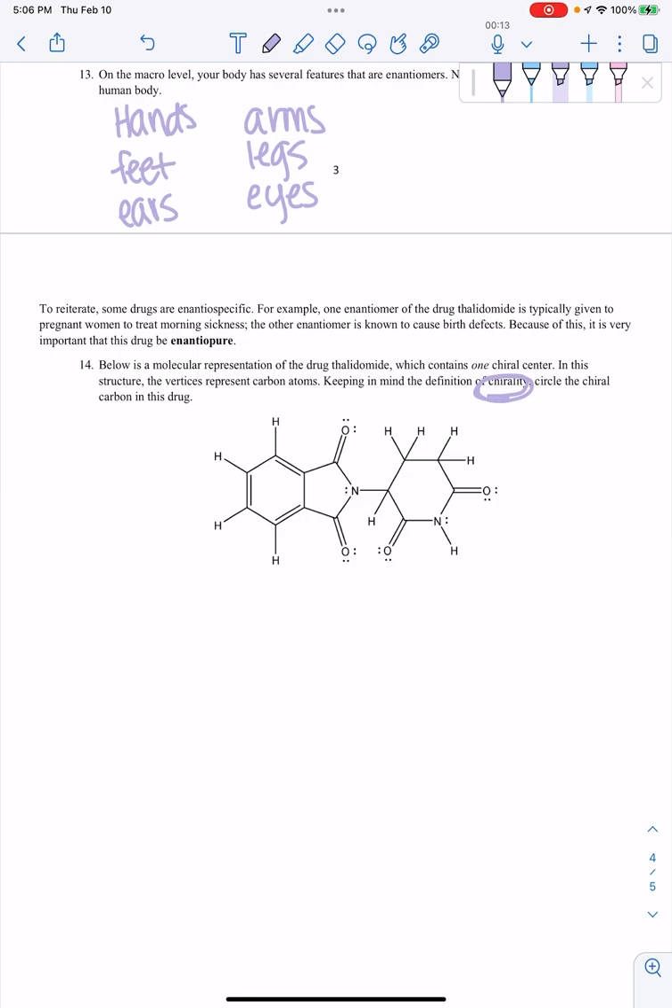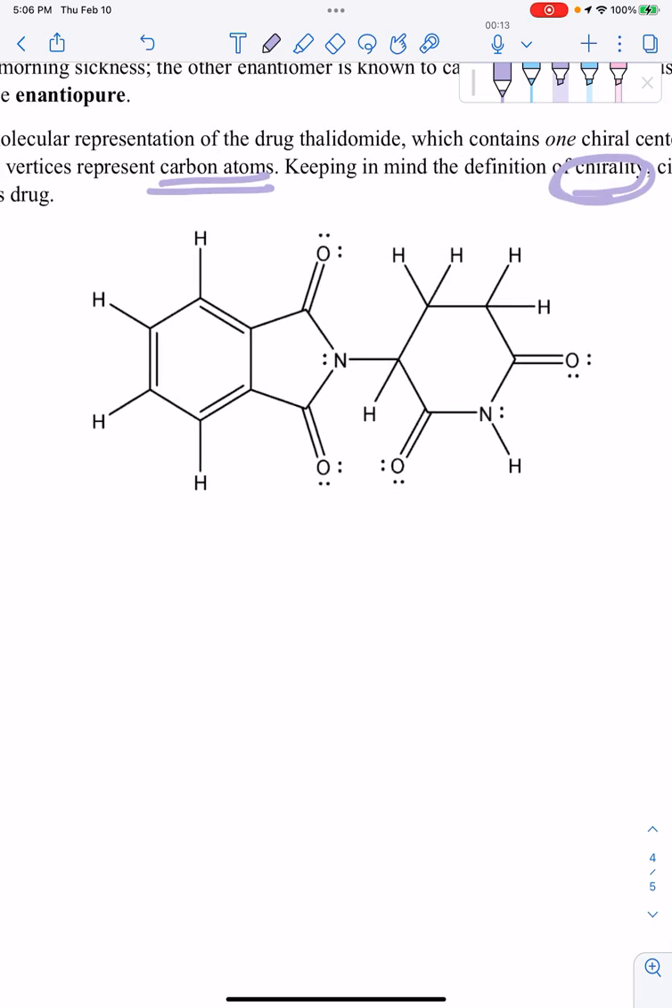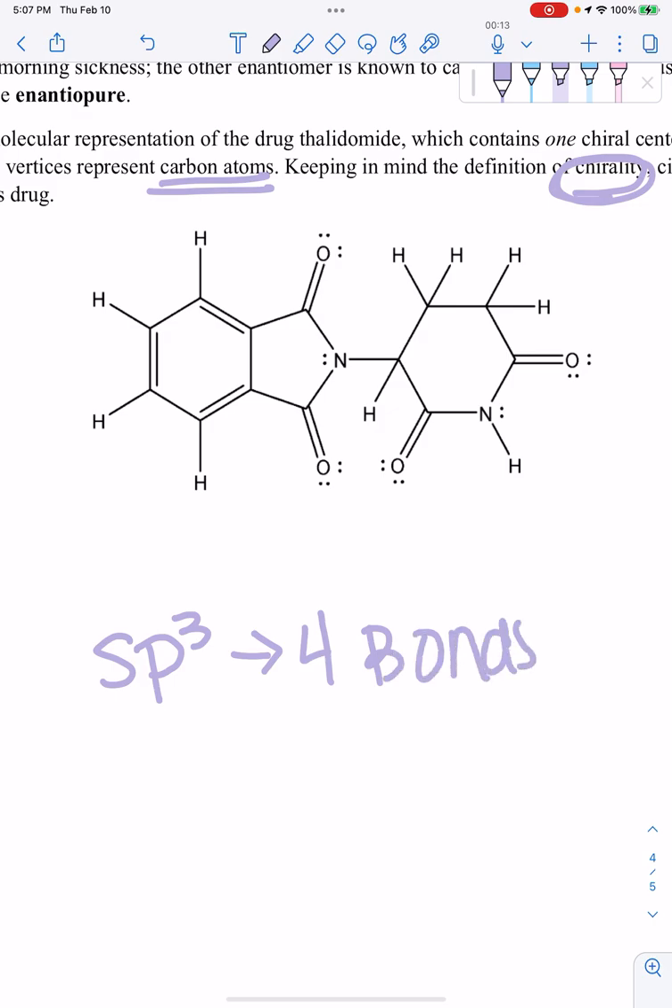And usually when we think of chirality, it's typically with respect to carbon atoms. So that's sort of why we're introducing it here. And so the rule is that the carbon atom has to be, and I'll zoom in on this a little bit, sp3 hybridized. And that might be a term that you might not be familiar with. All that means is that it has 4 bonds.